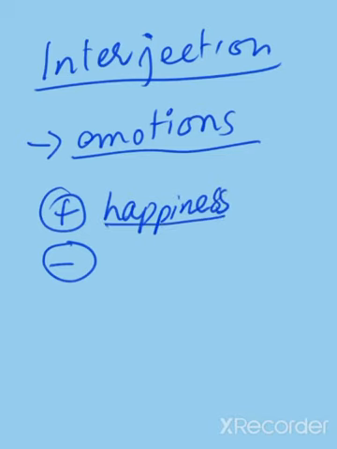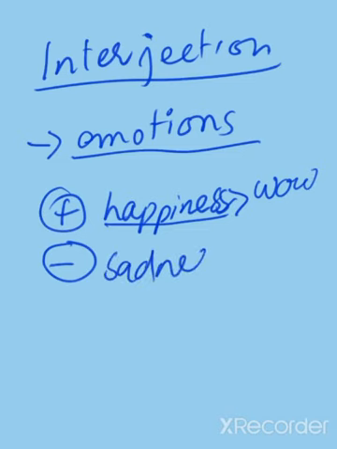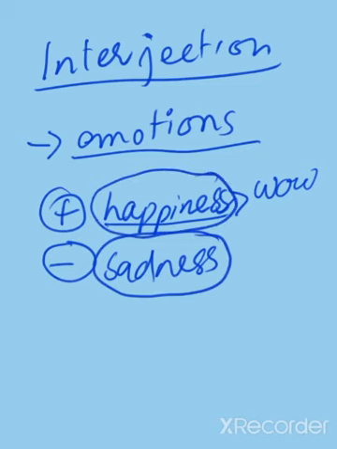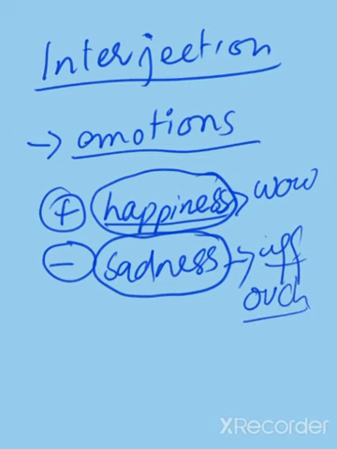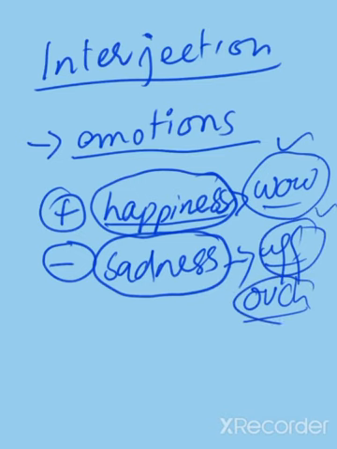The word happiness is not an interjection. This is the emotion which can be shown through wow. And sadness is a word too. Happiness and sadness are emotions, not interjections. These will be portrayed through words like ouch, right? These words which show our emotions, feeling of tiredness, feeling of being hurt, are called interjections.